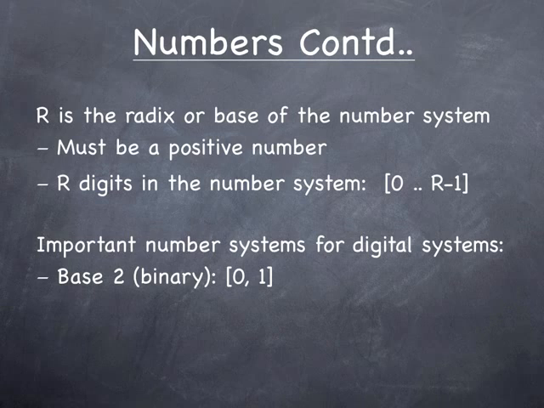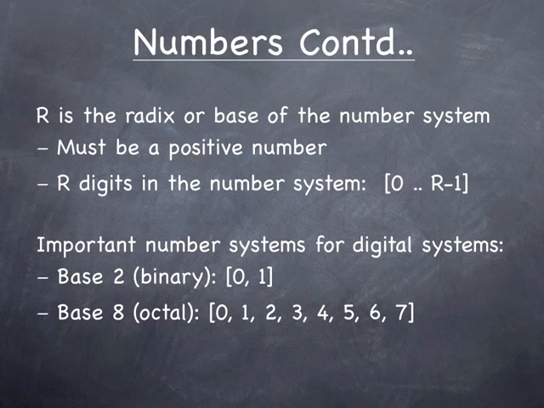अच्छा, base 2 में क्या है? How many digits we have? 0 and 1. Base 8 में क्या होगा? 0, 1, 2, 3, 4, 5, 6, 7. We have digits, so we can represent discrete quantities, 8 different discrete quantities with digits.